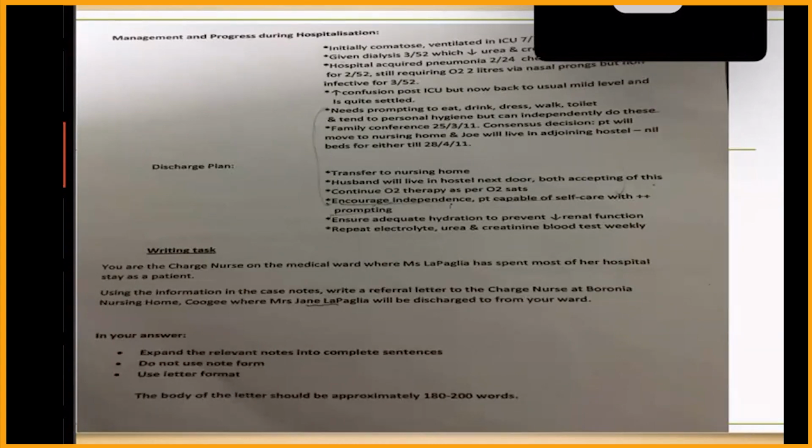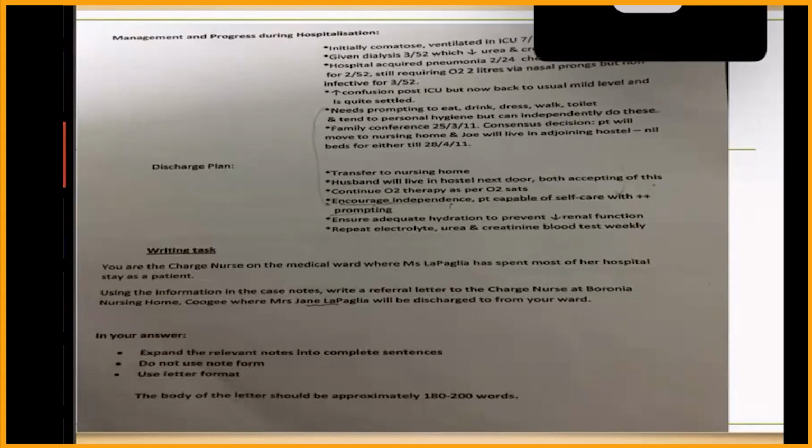So when you get the letter for the exam, when you get the question paper, please make a note of all these so that it is easy for you to identify the title. On the medical ward, where Miss La Pagila has spent most of her hospital stay as a patient, which means she's already been in this hospital for quite some time. And you are the charge nurse in that medical ward.